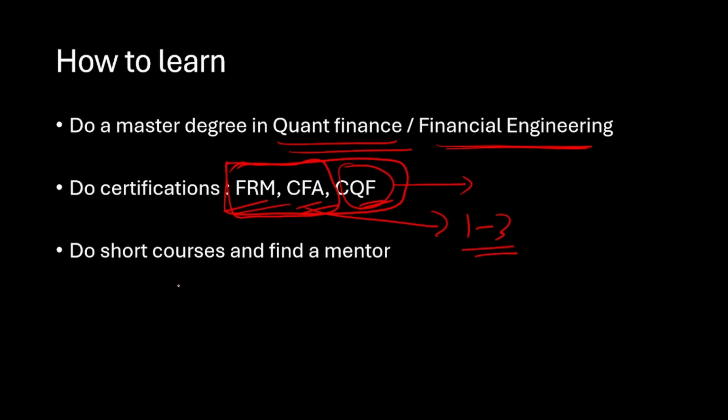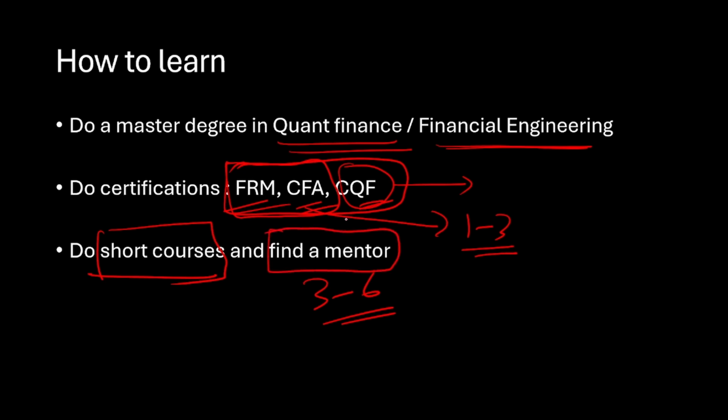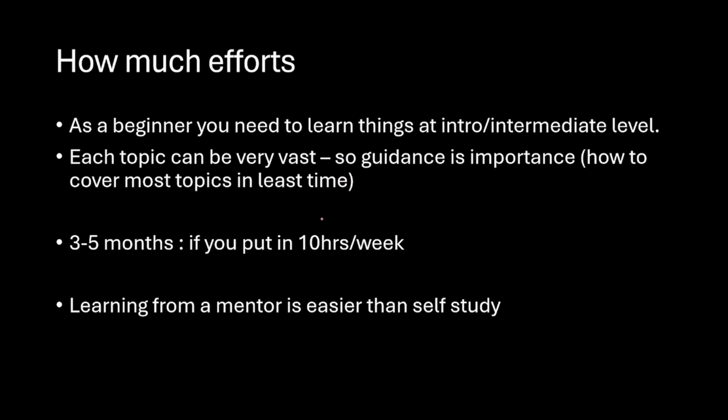I would suggest to go for short courses as a beginner, something that you can do in about 3 to 6 months time. Find a mentor who can talk to you, who will guide you a bit. Very important. How much effort will be needed? Well, as a beginner, you'll need at least 3 to 6 months to learn one or more areas of risk modeling, right?